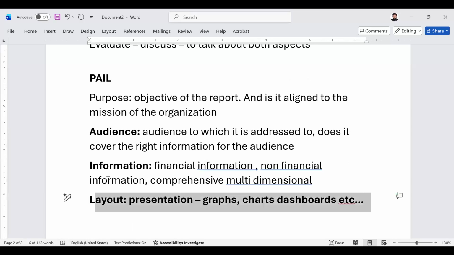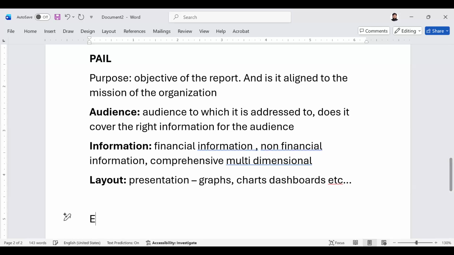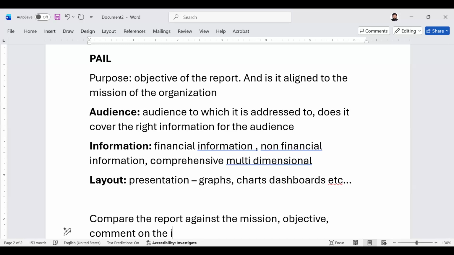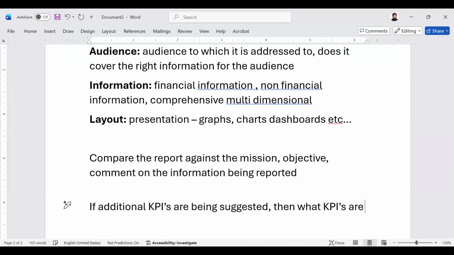So if the examiner is asking you this specific question to evaluate the report, you would compare the report against the mission and objective, comment on the information being reported, and then, if additional KPIs are being suggested, state what KPIs are applicable.